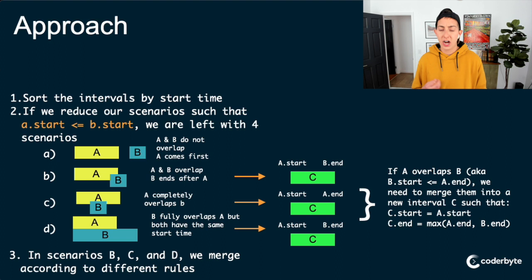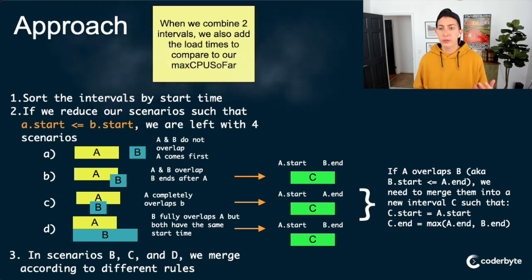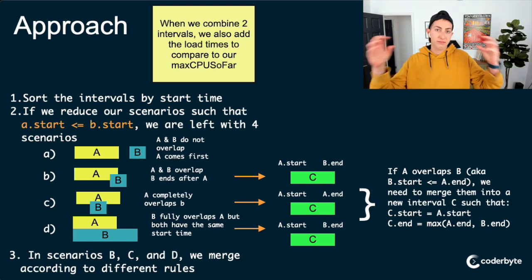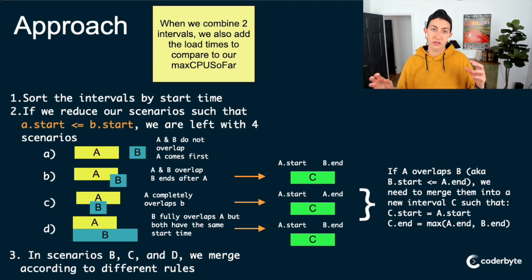So what's the difference here? How are we going to keep track of that CPU load and the maximum CPU load? When we combine the 2 intervals, if we're in a case such as B, C, or D, the only thing we also have to do, at that point when we make the new interval C, is add the 2 load times of the 2 intervals A and B, right? Because over that period of the merged interval, we can assume that they're running at the same time and both loads are coming into play, so we can just add them.